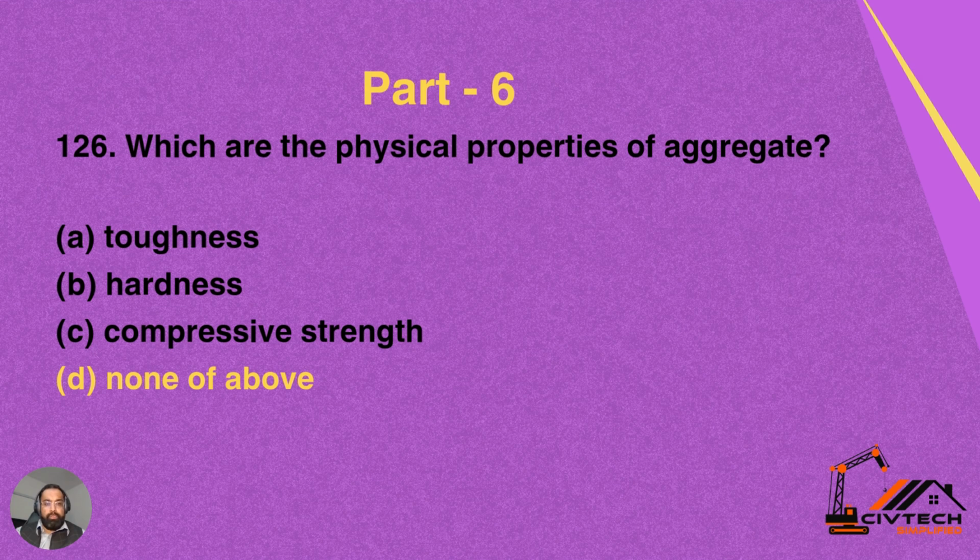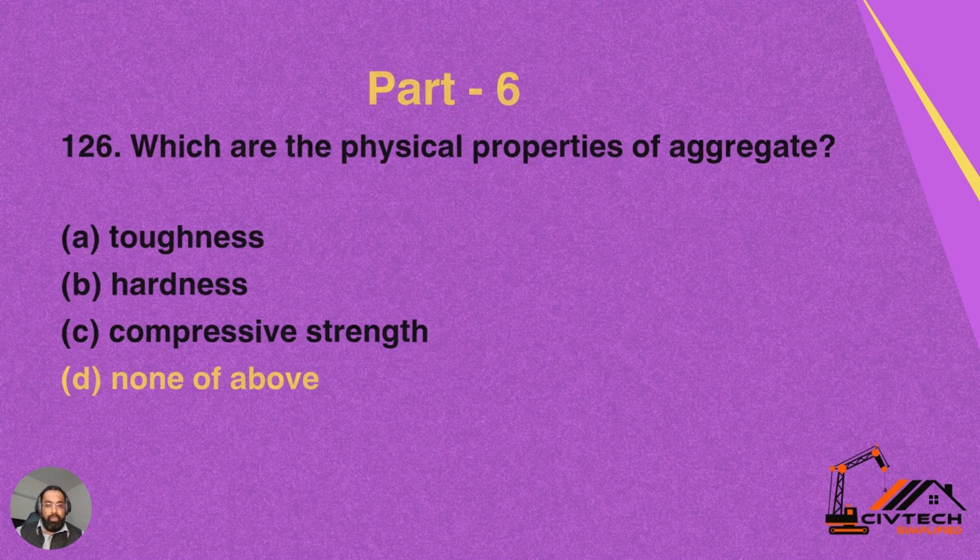Question number 126. Which are the physical properties of aggregate? Option A is toughness. Option B is hardness. Option C is compressive strength. Option D is none of the above. So none of them is a physical property of the aggregate, but these are the mechanical properties. So option D is the correct answer, none of the above.